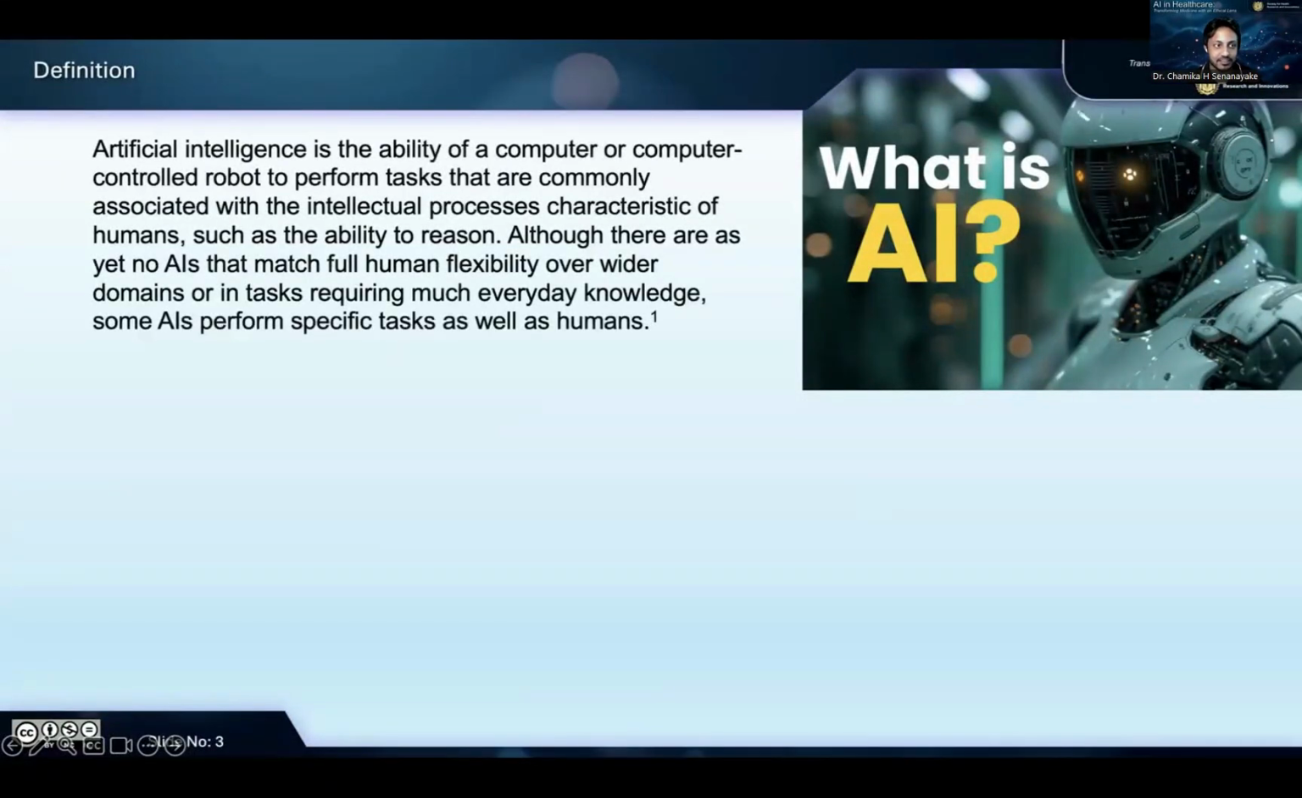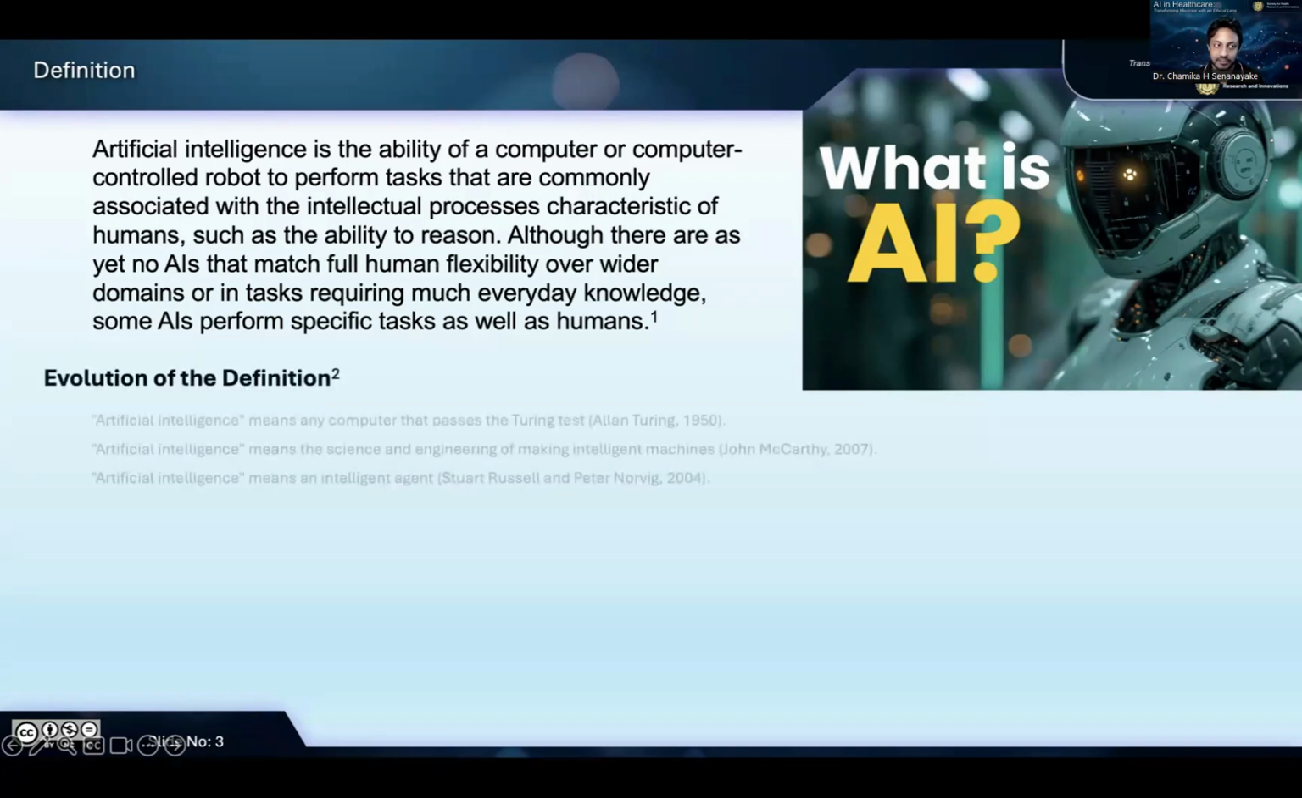So the main question: what is AI? Artificial intelligence is the ability of a computer or computer-controlled robot to perform tasks that are commonly associated with the intellectual processes and characteristics of humans, such as the ability to reason, although there are no AIs that match the full extent of human knowledge across all domains. Some AIs perform tasks pretty much similarly. But the evolution of the definition is very interesting.